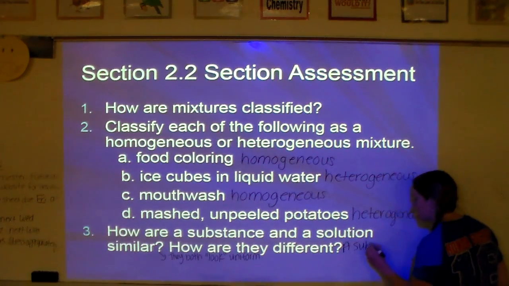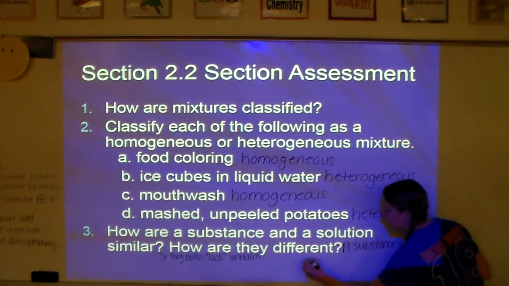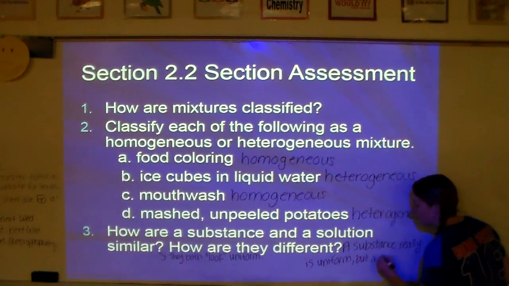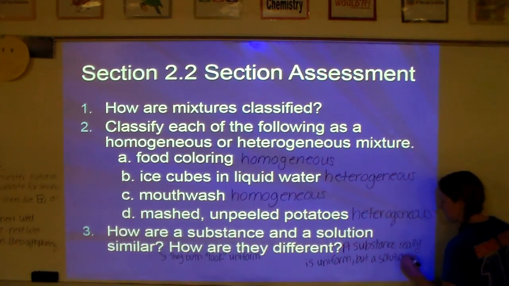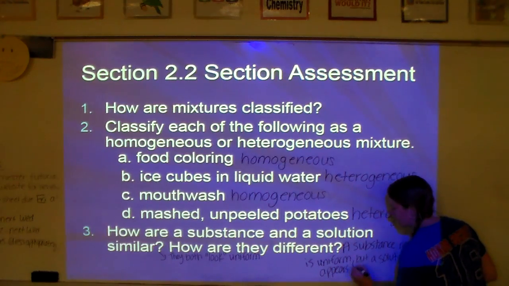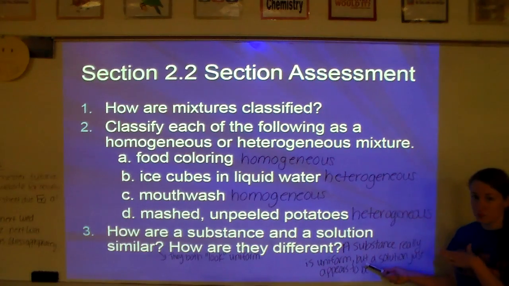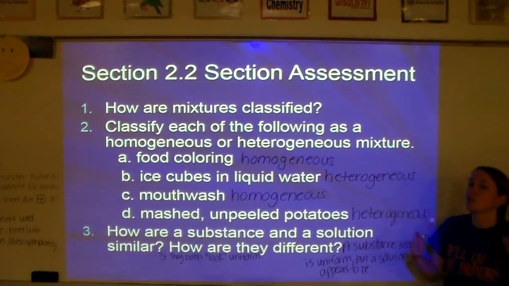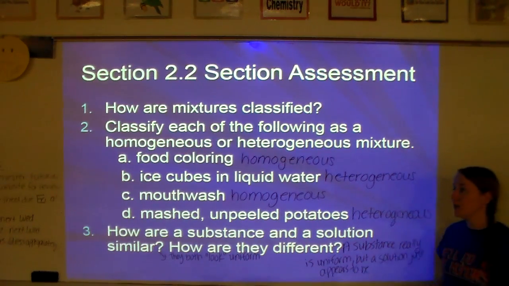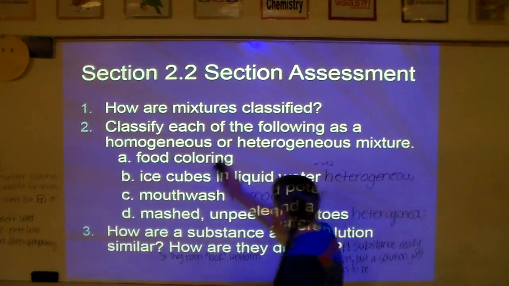Okay, so a substance really is uniform, but a solution just appears to be. Okay, so remember, a substance really is uniform. It's the same throughout. A solution just looks like it is. Remember, the Windex really is a mixture of different things. It just looks like one liquid throughout. All right, so let's look at our last couple on the next slide.